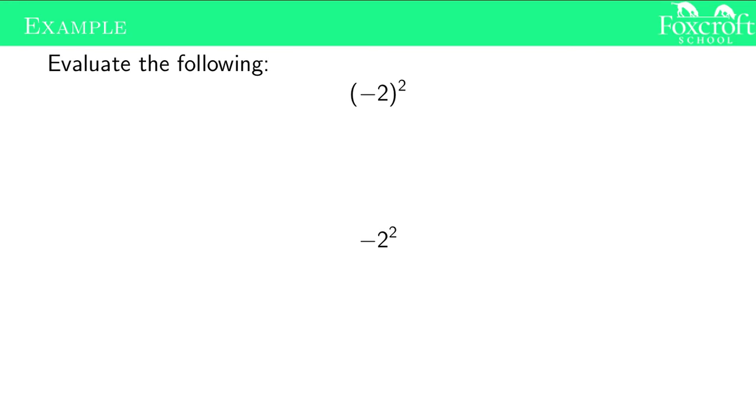Here's where notation is going to be important. These two problems look the same, but they are slightly different. Order of operations says I do exponents first, then multiplication, and then subtraction. For this one, I square everything inside of the parentheses. So this would equal -2 times -2. And it's really important to remember when you multiply negatives, the negatives cancel, and it's going to be +4. So -2 in parentheses squared gives me +4.